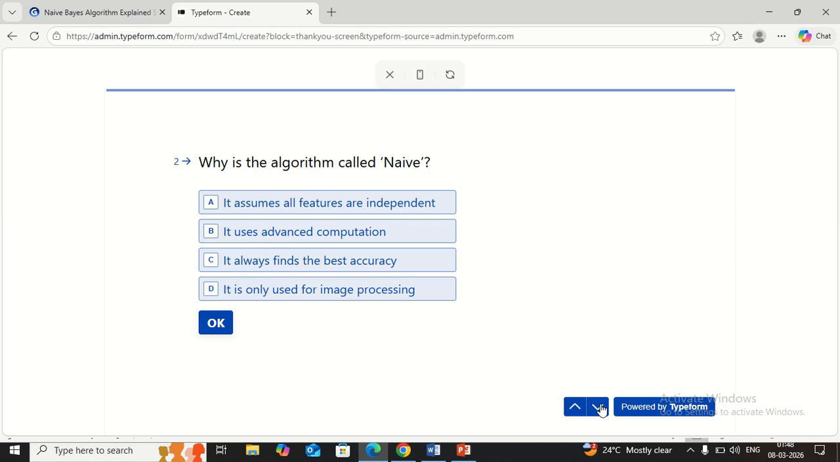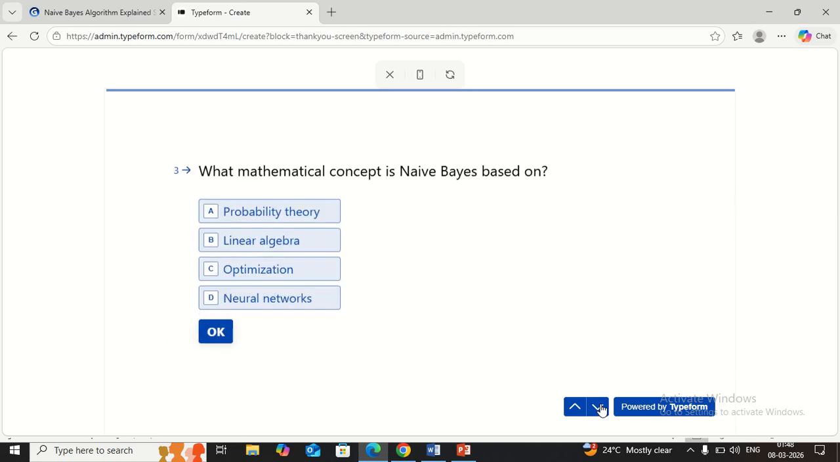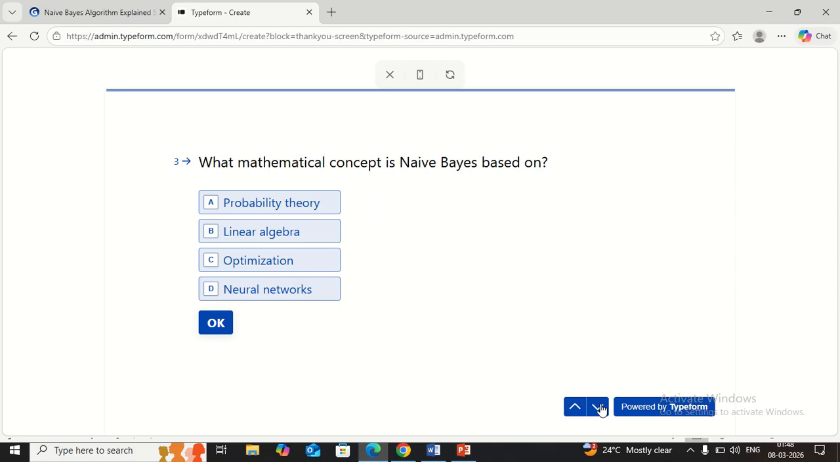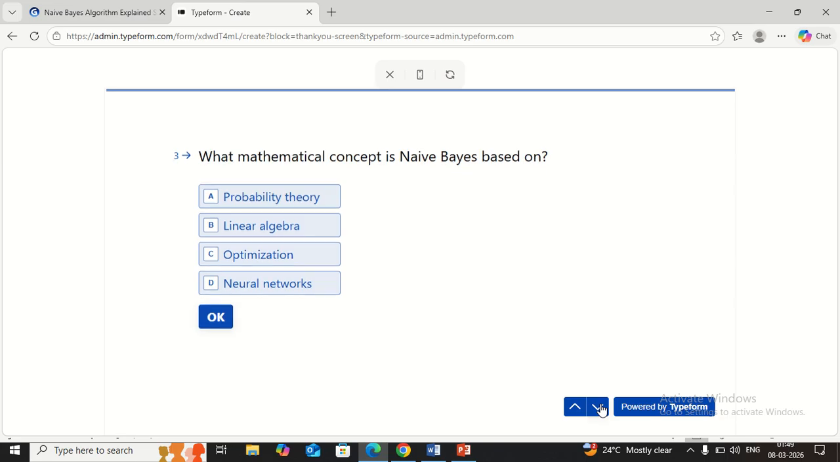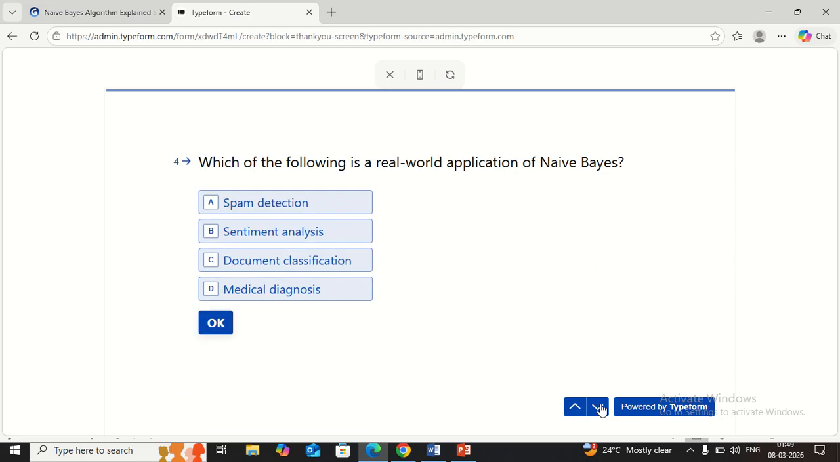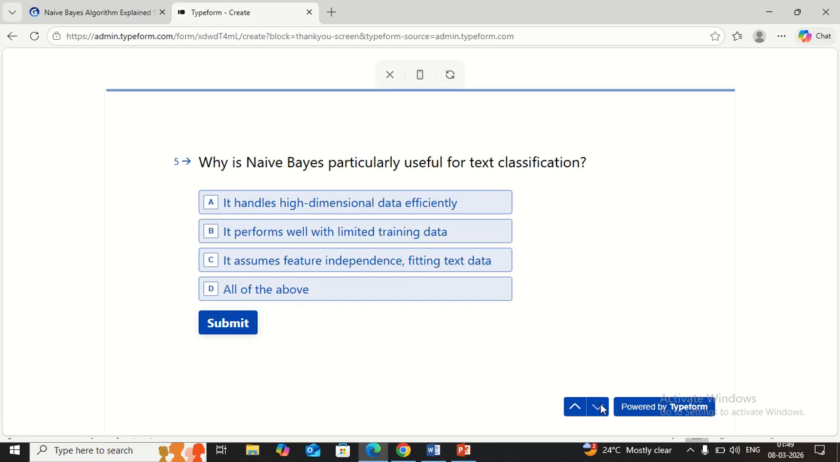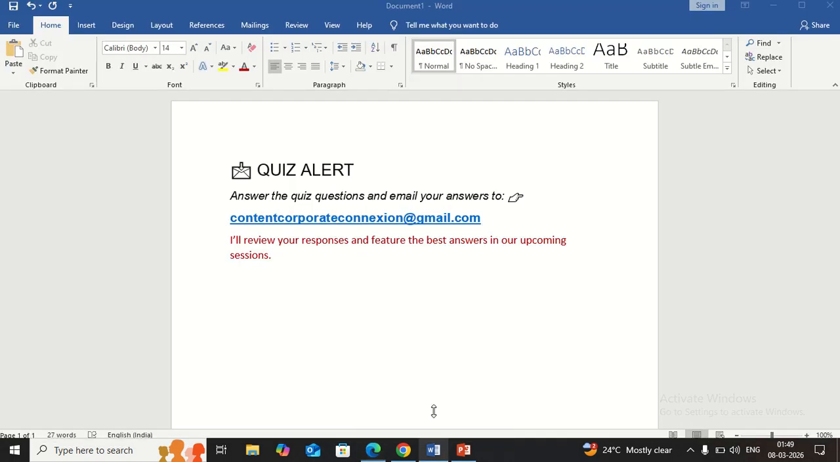Second, why is the algorithm called naive? Pick an option of your choice. Third, what mathematical concept is naive Bayes based on? Choose the right answer. Fourth, which of the following is a real world application of naive Bayes? Pick an option of your choice. Last one, why is naive Bayes particularly useful for text classification? So these were today's 5 questions. Send your answers to the email address mentioned and let's see who gets them correct.